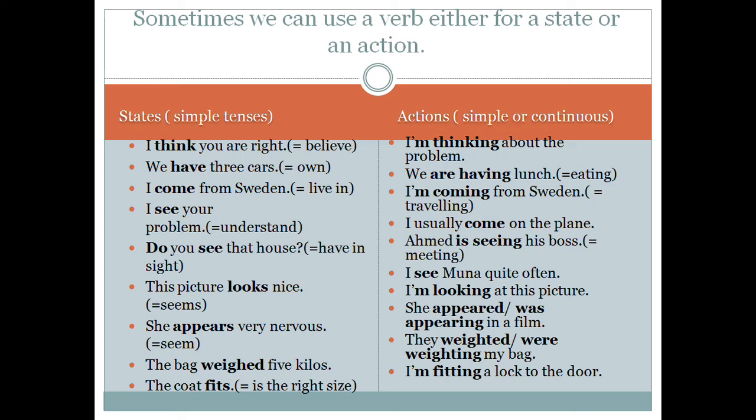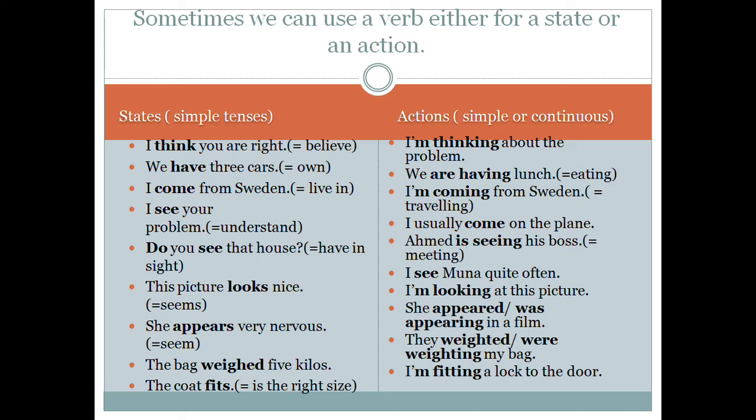I come from Sweden. Come here is a state verb, means live in Sweden. But when I say I am coming from Sweden, means I am traveling. Come means travel here. Travel is an action verb. I see your problem. See here means I understand your problem. But when I say Ahmed is seeing his boss, seeing here means meeting, and verb meet is an action verb.